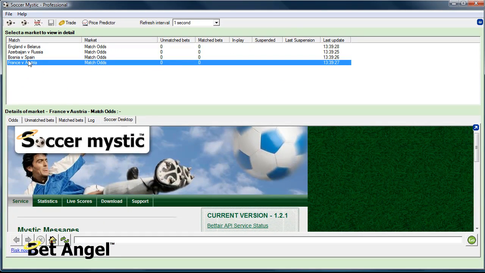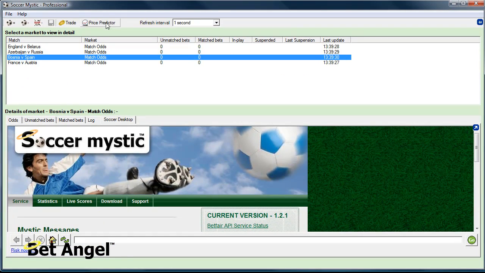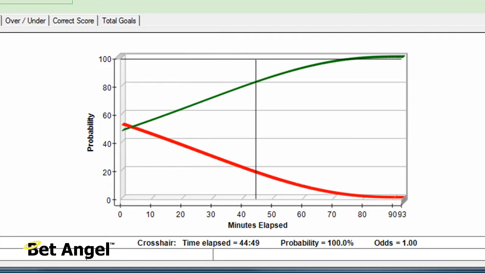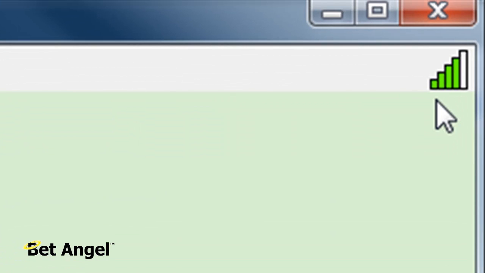If we compare that to say Bosnia v Spain, it takes a couple of seconds to gather the data, and then when the data is gathered, you can see over here we've got 4 bars, so it's saying thumbs up. I've got enough data here, I can gather this information, and not only that, but I've cross-referenced all the information and this is reasonably accurate.